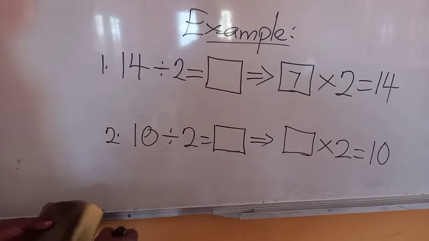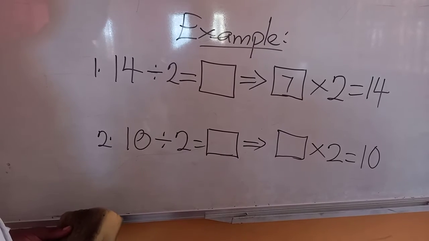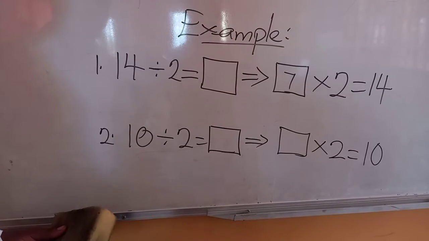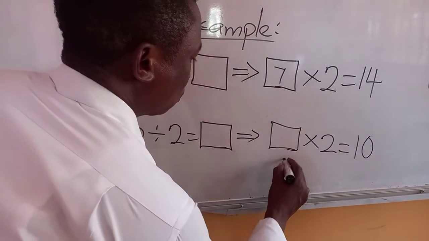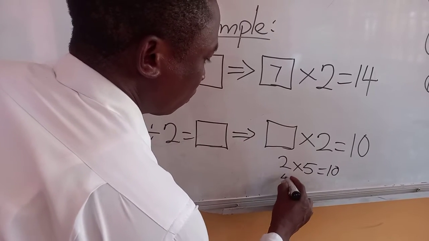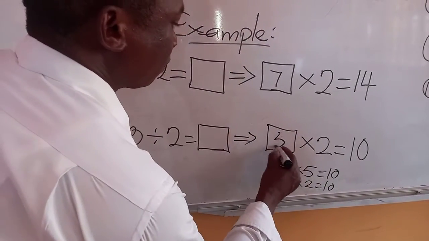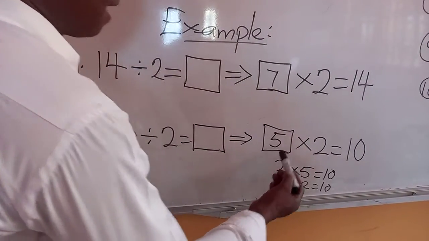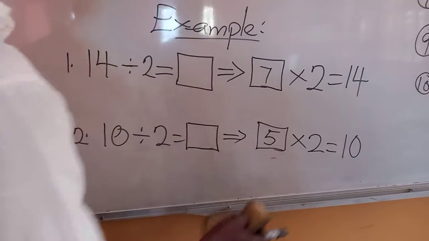As we read earlier in our multiplication table of 2, we said 2, 5, 10. Okay, let's take it again. 2, 1, 2; 2, 2, 4; 2, 3, 6; 2, 4, 8; 2, 5, 10. So 2 times 5 equals 10, or 5 times 2 is still the same 10. So 5 will be in our box. The number times 2 which will give us 10 is 5. Let's continue with the next example.